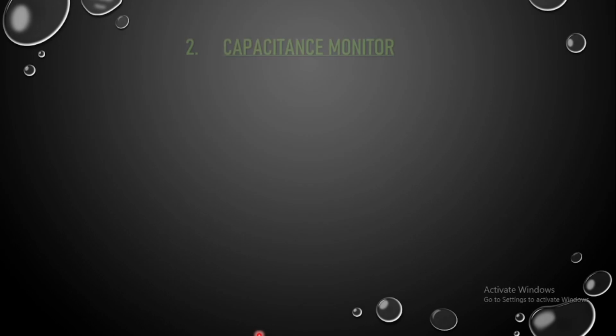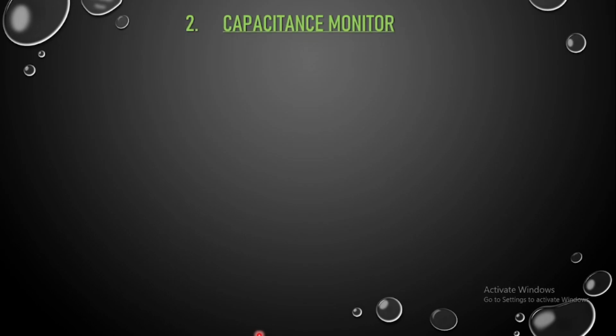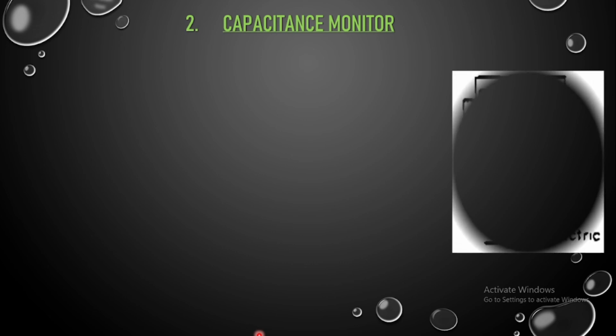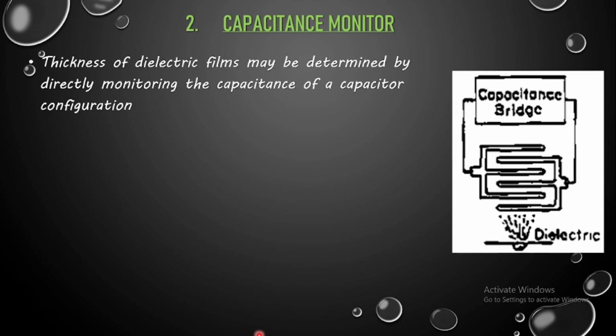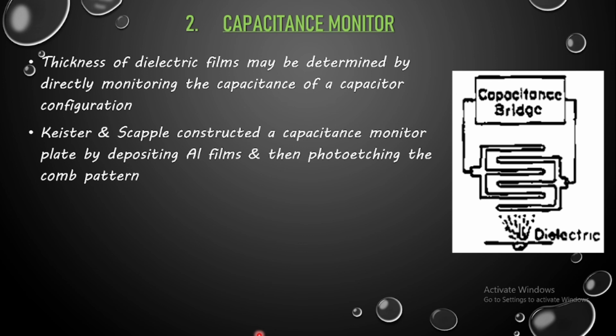Coming to the second method, it is the capacitance monitor or capacitance measurements. In this case, the thickness of the dielectric films may be determined by directly monitoring the capacitance of a capacitor configuration of this type, which we can observe in this diagram. So Keister and Skipple constructed a capacitance monitor plate by depositing aluminum films and then photo etching the comb pattern. So here we can easily observe the comb pattern which is created. So it is acting something like a capacitor.